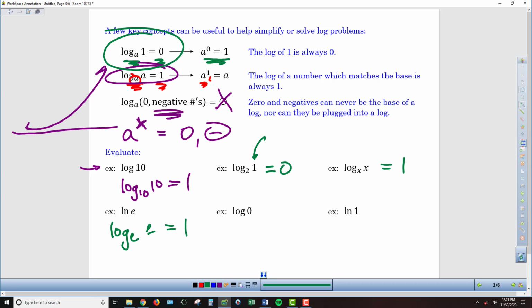For the next example, log of 0. Yes, it's base 10, but that doesn't matter to this question. We know from right up here that we can never take the log of 0. We can never take the log of a negative number. So our answer is undefined in this case. There's no solution possible. And then for the last one, ln means natural log, or that same log base e, but that really doesn't matter because any log base, if we input 1 into the logarithm, if we try to take the log of 1, our answer is always 0.